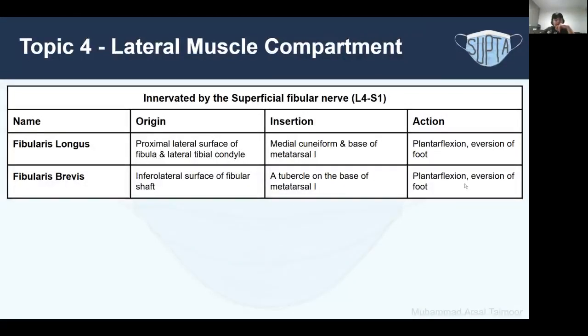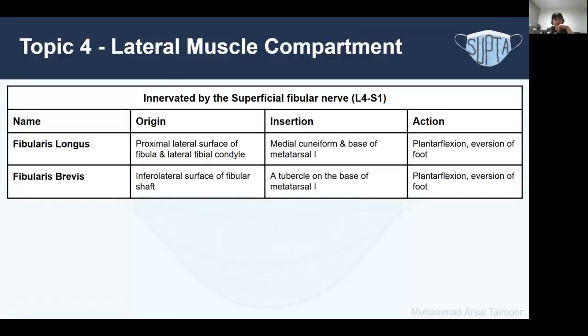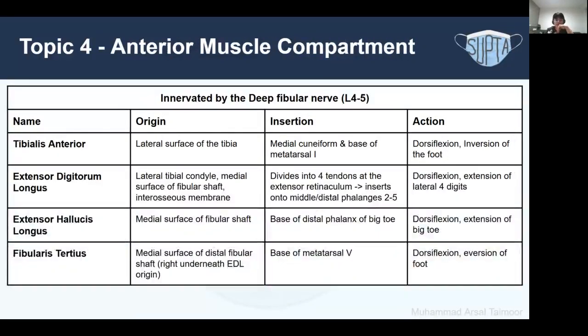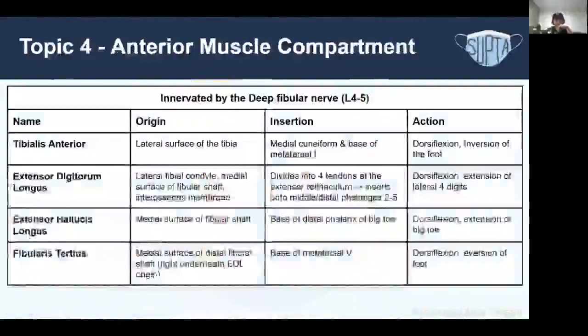The main thing to get from this is these muscles, there's a lot to learn, and it's better to divide it into tables and compartments and go through everything in terms of the action and the origin and insertion.